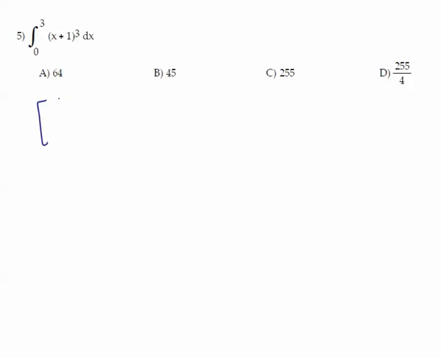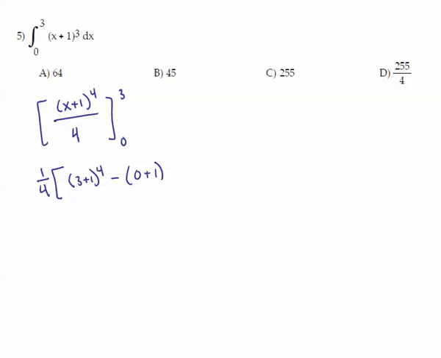That would be increasing the exponent, so we'd have x plus 1 to the fourth divided by 4, and integrate that from 0 to 3. So I can bring out the constant multiple of 1/4, and I would have 3 plus 1 to the fourth minus 0 plus 1 to the fourth. 0 plus 1 to the fourth is just 1 to the fourth, which is simply 1. 3 plus 1 to the fourth is 4 to the fourth power.